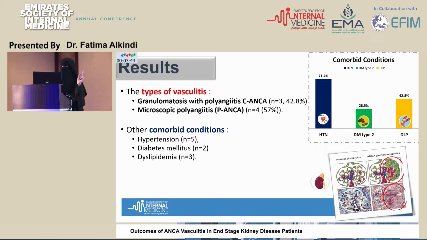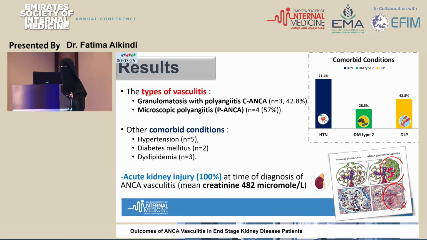Only one patient in this cohort had diabetes, and at this stage, she was started on dialysis. They thought this was diabetic nephropathy, but eventually, because of recurrent chest presentation, she was diagnosed with microscopic polyangiitis. All the patients had severe acute kidney injury, stage 3, with a mean creatinine of 480 at the time of diagnosis.